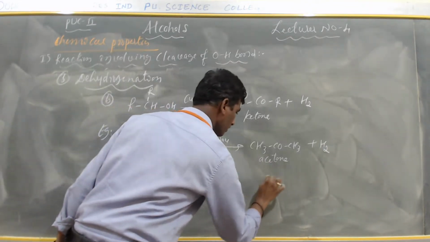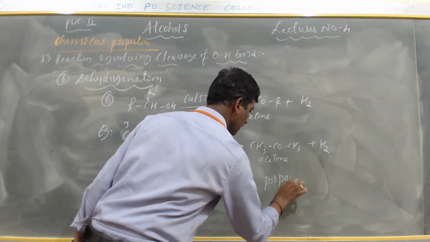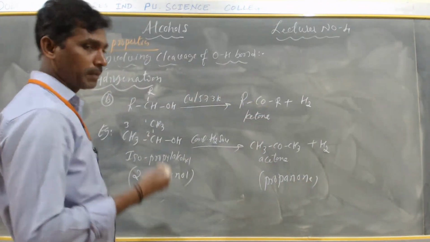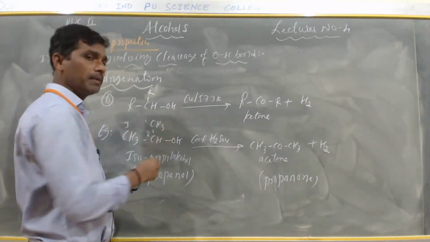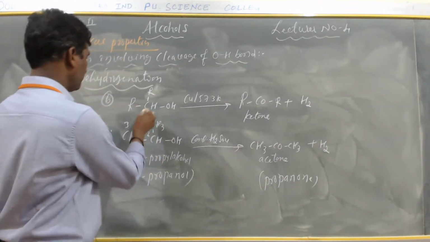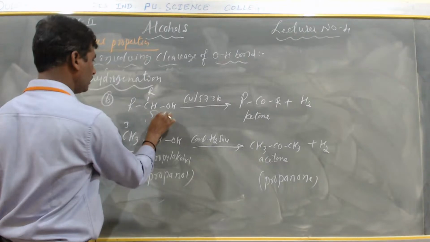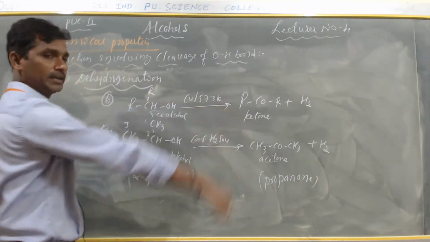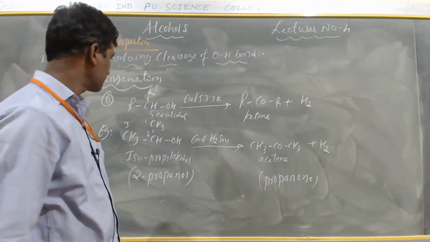It has three carbon atoms: prop, single bond an, and suffix ol, with number 2. It is a propanol. Primary alcohol gives aldehyde, but this is called secondary alcohol, so this secondary alcohol gives ketone. Yes, my dear students.